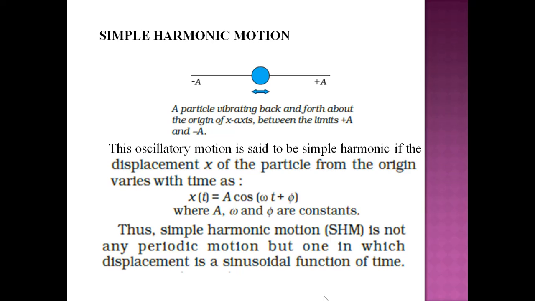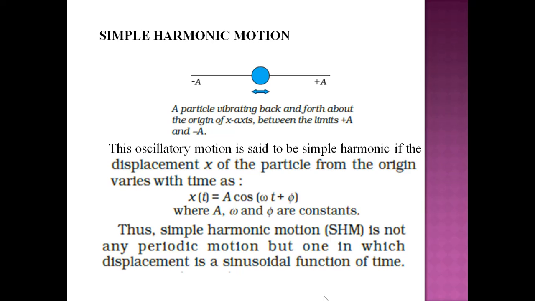Simple harmonic motion. Now this is the simplest type of oscillatory motion. There are certain conditions for a particle to exhibit simple harmonic motion. A particle has to vibrate to and fro. You can see the diagram. A particle is vibrating back and forth about the origin of the x-axis between the limits plus A and minus A.